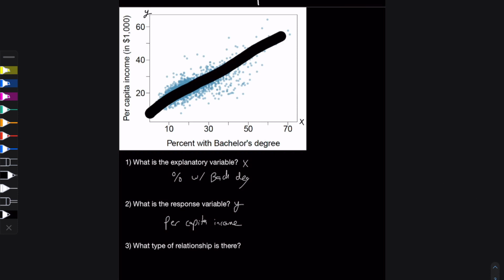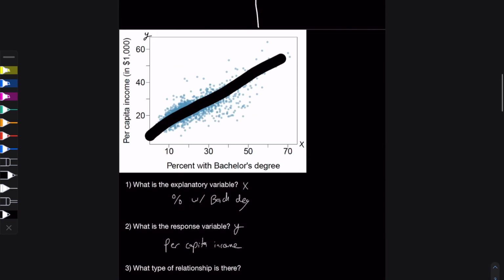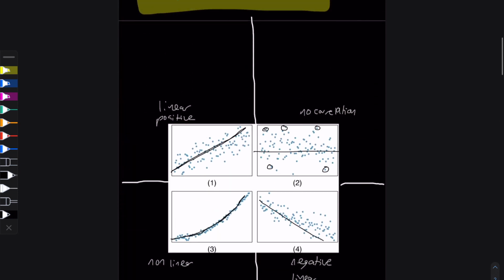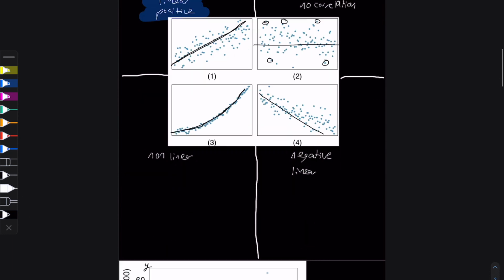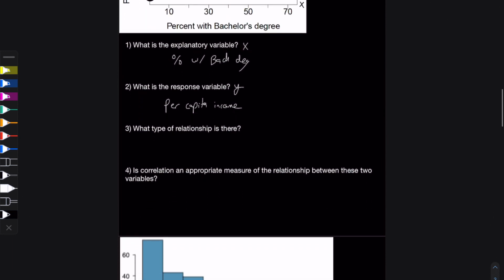And if we look back up here, which one of these does it most look like? I would say it looks most like this one. So that means we're going to have a positive linear relationship.